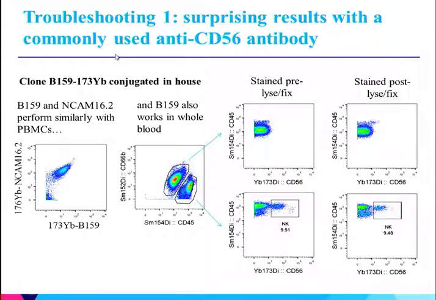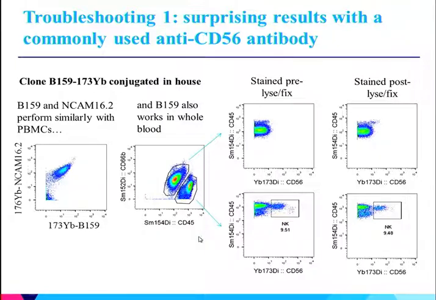So it turned out that, through conversations with a graduate student at the Reagents Institute, we were recommended to try clone B159, which is actually a BD clone that they use in a lot of their phosphoflow experiments. And so we purchased this and conjugated it in-house to 173 ytterbium. And you can see that the two clones actually perform quite similarly in PBMCs. The titration curves are a little bit different, but essentially you have the same population being stained.